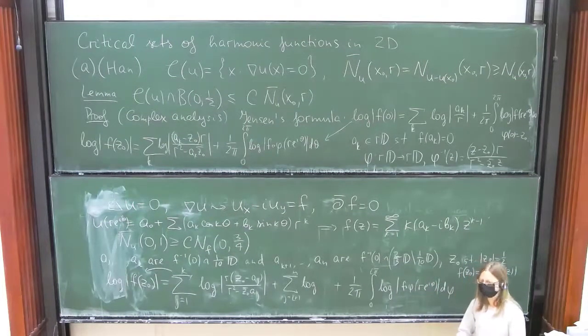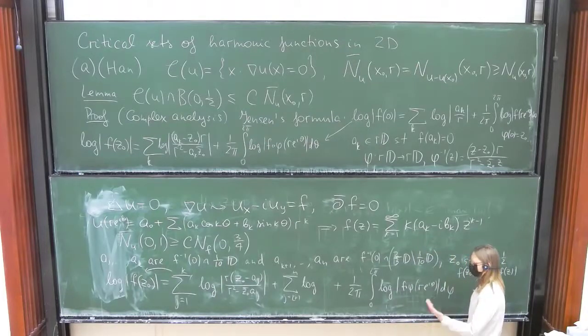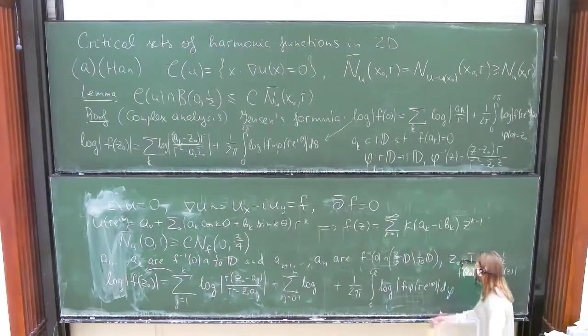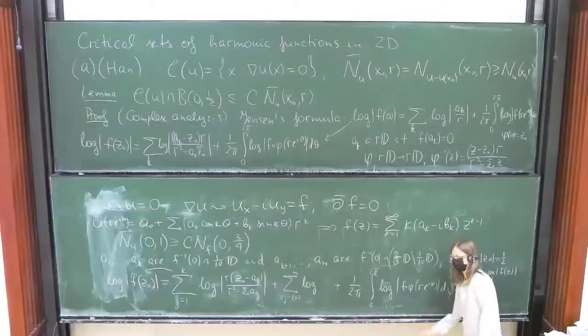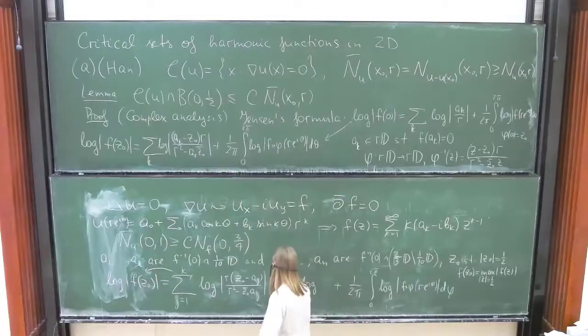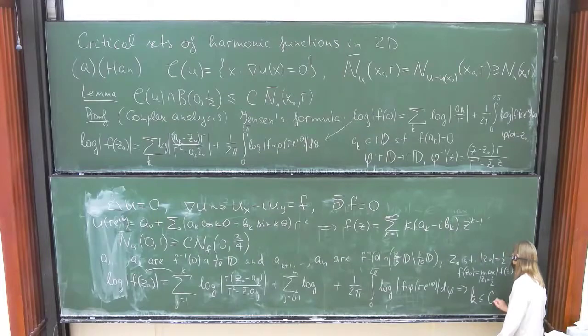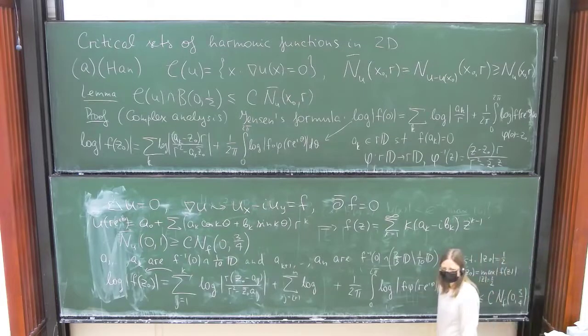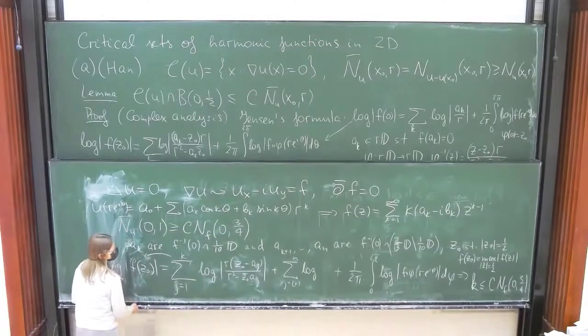We know that the maximum is the same as the L2 norm over a bit larger ball. So this is bounded by the maximum of the log of the absolute value of f. And if you look at the difference, you will find that k is bounded by a constant. So it's a simple computation using Jensen's formula.